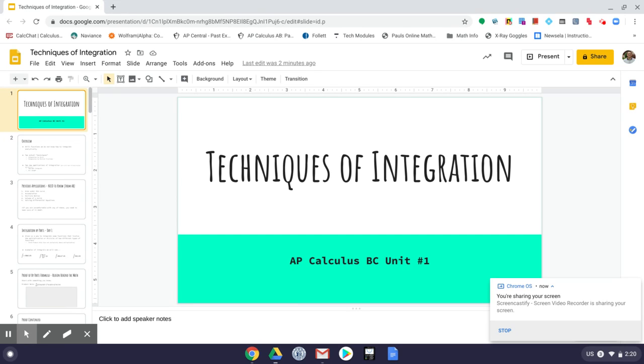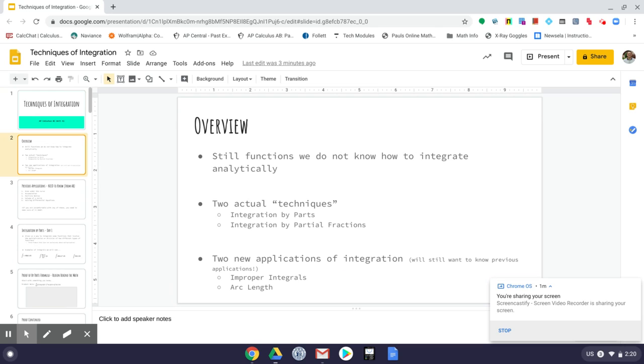So this is where we'll start. The first unit is techniques of integration. I'm going to start off by giving an overview of what that unit means and what is going to be in front of you, and then we are going to get started with our first piece of content today. So the overview of the entire unit is basically this.